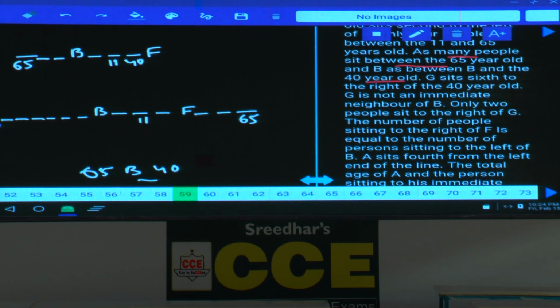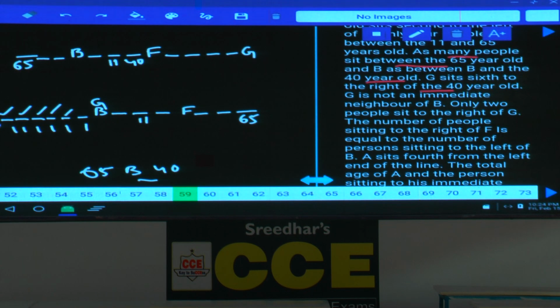G sits 6th to the right of 40-year-old. Now G is seated 6th to the right of 40-year-old. As 40-year-old is here, 1, 2, 3, 4, 5, 6, and this person must be G. G is 6th to the right of 40-year-old. Are you following this one or not? And again G is 6th to the right of 40-year-old. 1, 2, 3, 4, 5, 6. Now G and B must be in the same place. Is it possible? 6th step. 1, 2, 3, 4, 5, 6.